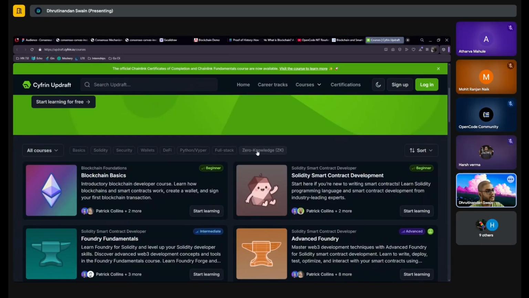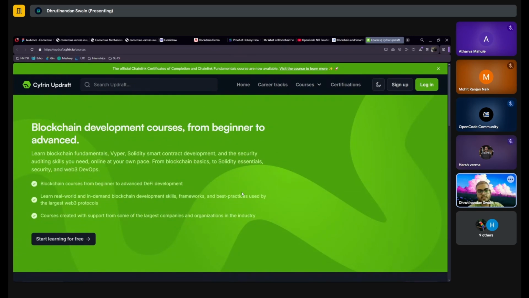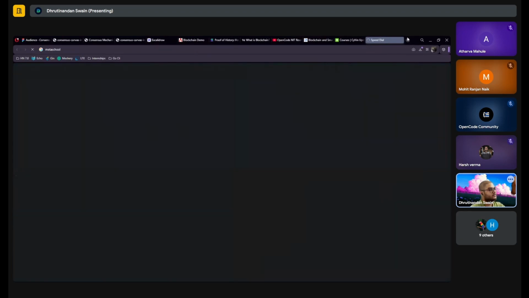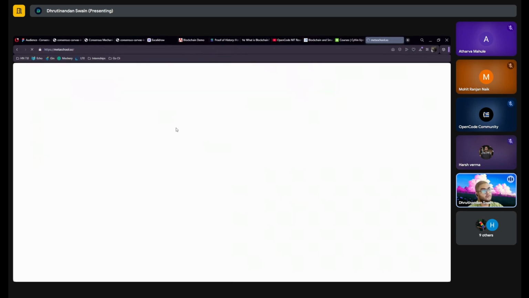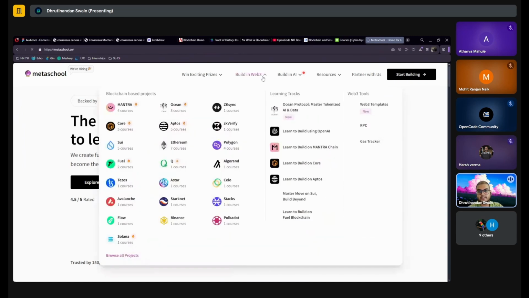There are multiple divisions as well, like full stack development in Web3. This is a very good educational platform for Web3 developers who are getting started. Next is Metaschool. Metaschool helps you learn AI and Web3, teaching and helping you understand how you can incorporate AI into Web3 development. You can also get multiple courses here on multiple different chains.